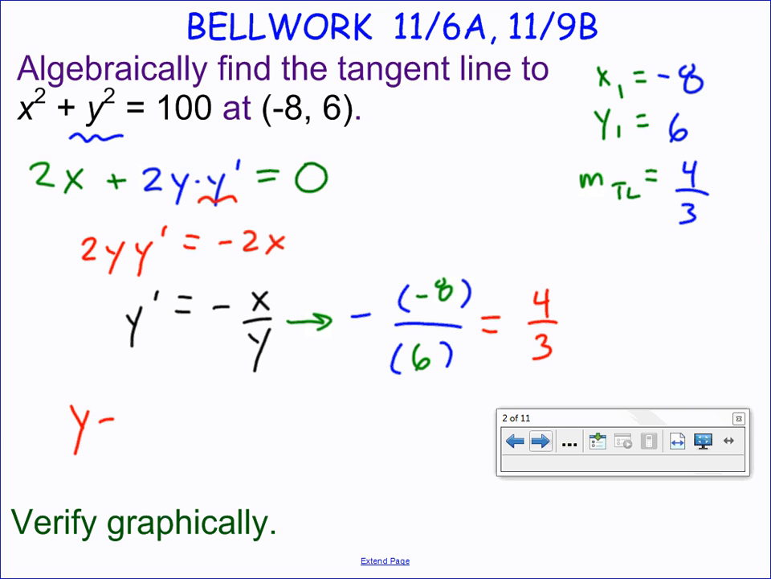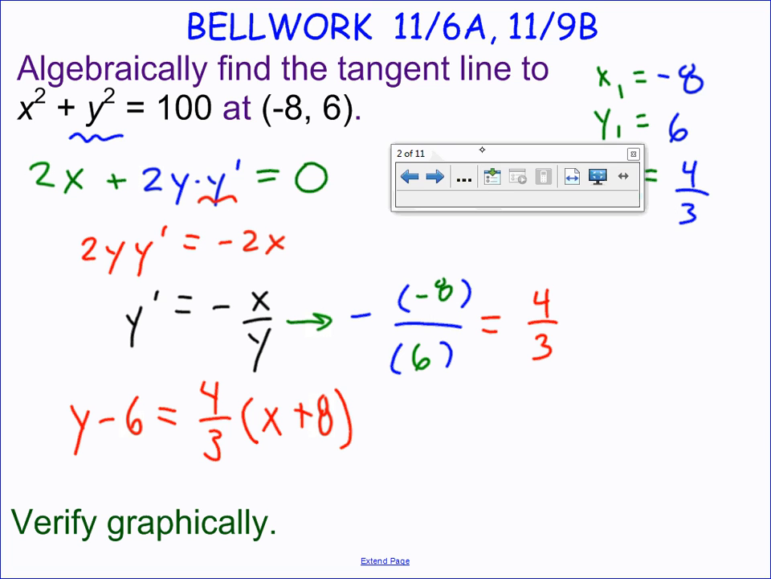So y minus, I'm sorry, y minus 6 equals 4/3 times quantity x minus a -8 is x plus 8. And I can solve that for y. If I wanted to verify graphically, I'll have to enter my grapher so I can solve that for y. If the directions didn't specify, I could stop right there. That is an equation of the line tangent to the curve, but it's probably going to be useful for us to check graphically if I were to solve this for y. So let's go ahead and do that.